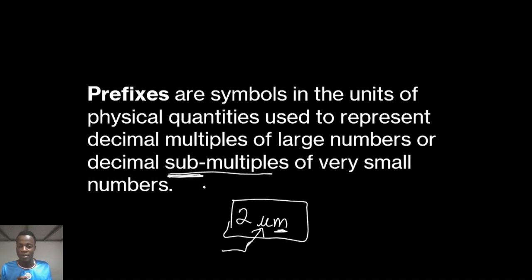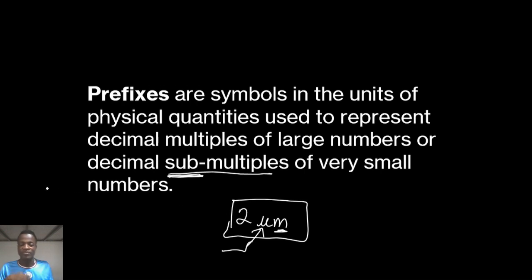0.00002 is a very small number. So you can change that to 2 times 10 to the power negative 6 meters. Then we have 2 micrometers represented. So the micro, which is the mu here, just represents that decimal component, and the name of the symbol that we are using is called a prefix.